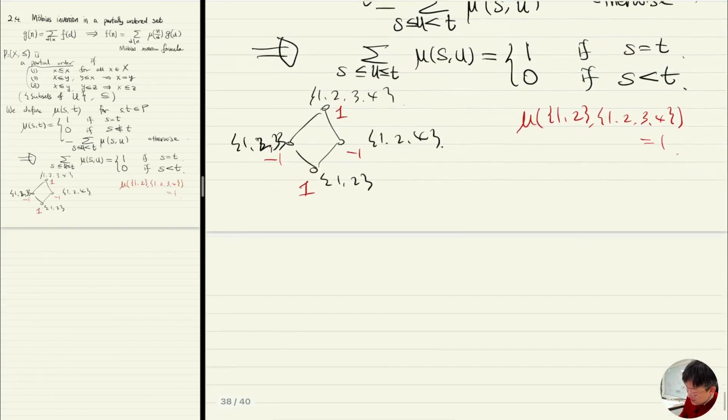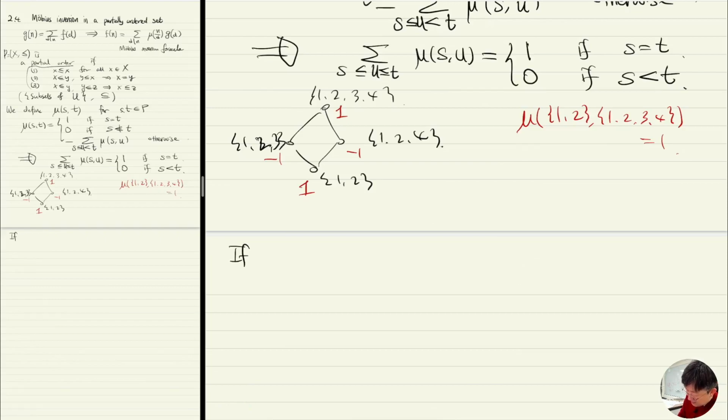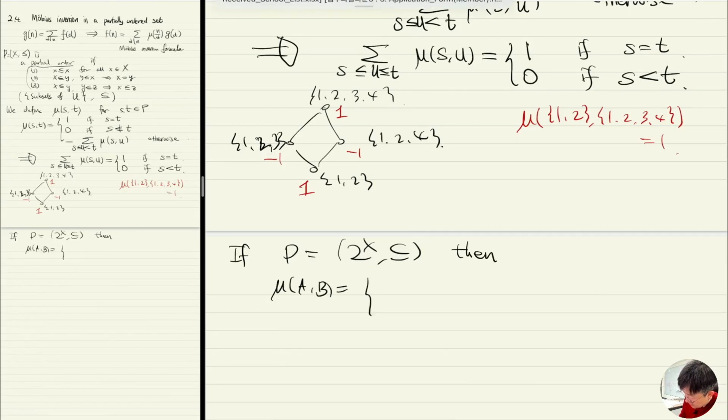But actually it's quite easy to see what this is in general. So if P is a partial order, let's say P is the set of subsets, 2 to the X, then mu of A, B is what? It is -1 to the power of B minus A.